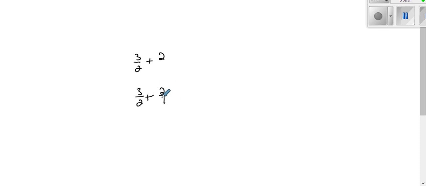So I've got to think, what would 2 be in terms of halves? One way you can do that is to say, I need a 2 down here, so I'm going to multiply the top and the bottom by 2. 2 times 2 is 4, 1 times 2 is 2. So now 3/2 plus 2 could be written this way, and now I can add. We get 7/2, or 7/2 would be 3.5. Is that right? Yeah, 3.5 or 7/2.